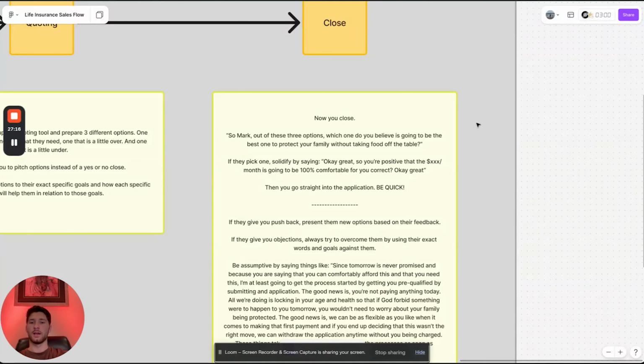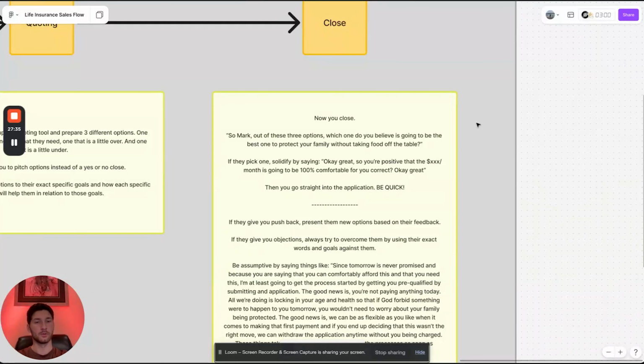So do that. Okay. If they give you pushback, right, now you present them new options based on the feedback. If they say, nah, none of those work for me, man, that's a little bit too much. Okay, not a problem. Let me build out a couple more options. What would be comfortable? What's a good number? Did you have a different number in mind? Blah, blah, blah. Now maybe you present them two more options.